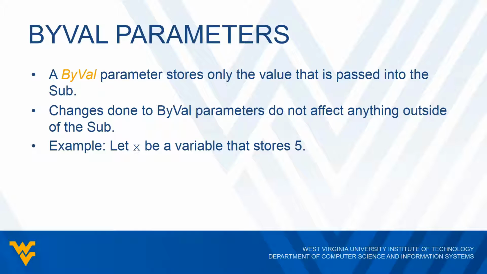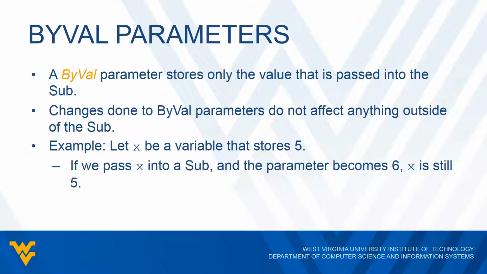Let's say we have a variable x, and let's say that stores the value 5. And let's suppose we pass x into a sub. So let's say we have a sub, and we call that sub, and x is one of the arguments. What we're going to do is copy the value 5 into a parameter of that sub, and let's say that parameter changes the value to 6. Well, what happens to x is it's still 5. We don't make any changes to the actual argument. The change only comes to the parameter. It does not have any effect on the argument at all.